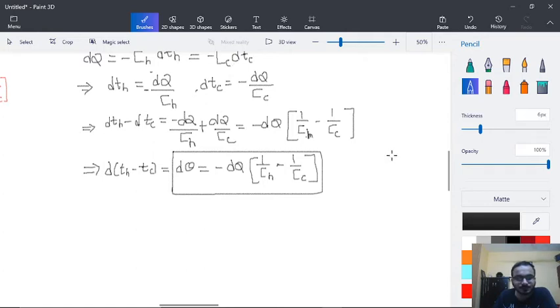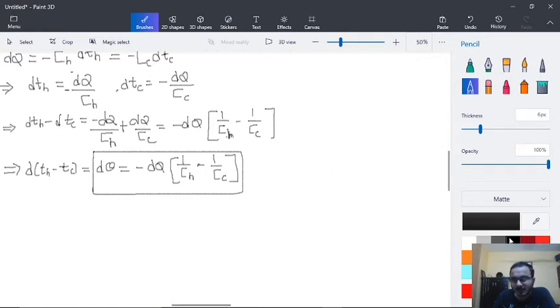And now if we integrate this, then we will get theta 1 minus theta 2 is equal to dq into 1 upon Ch minus 1 upon Cc.